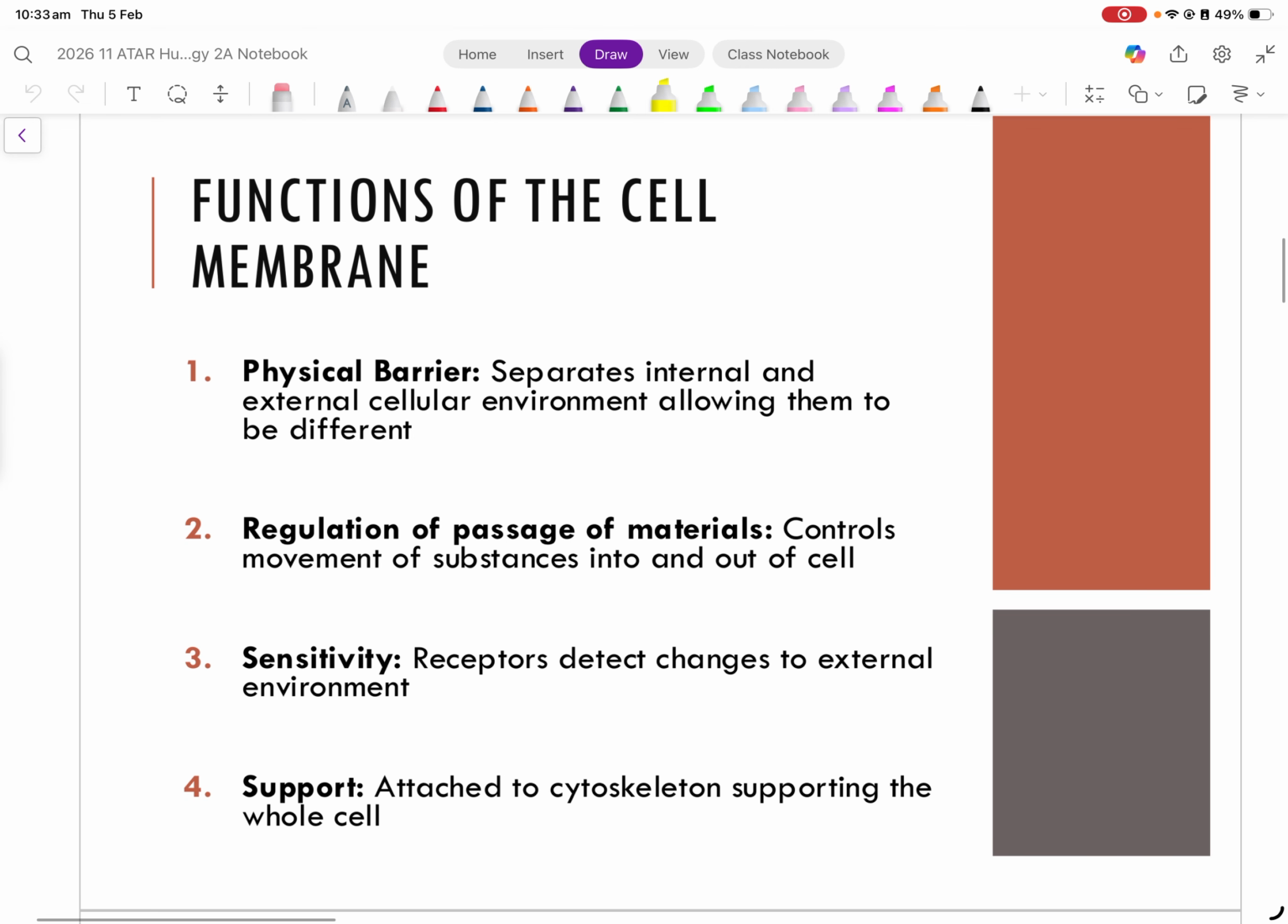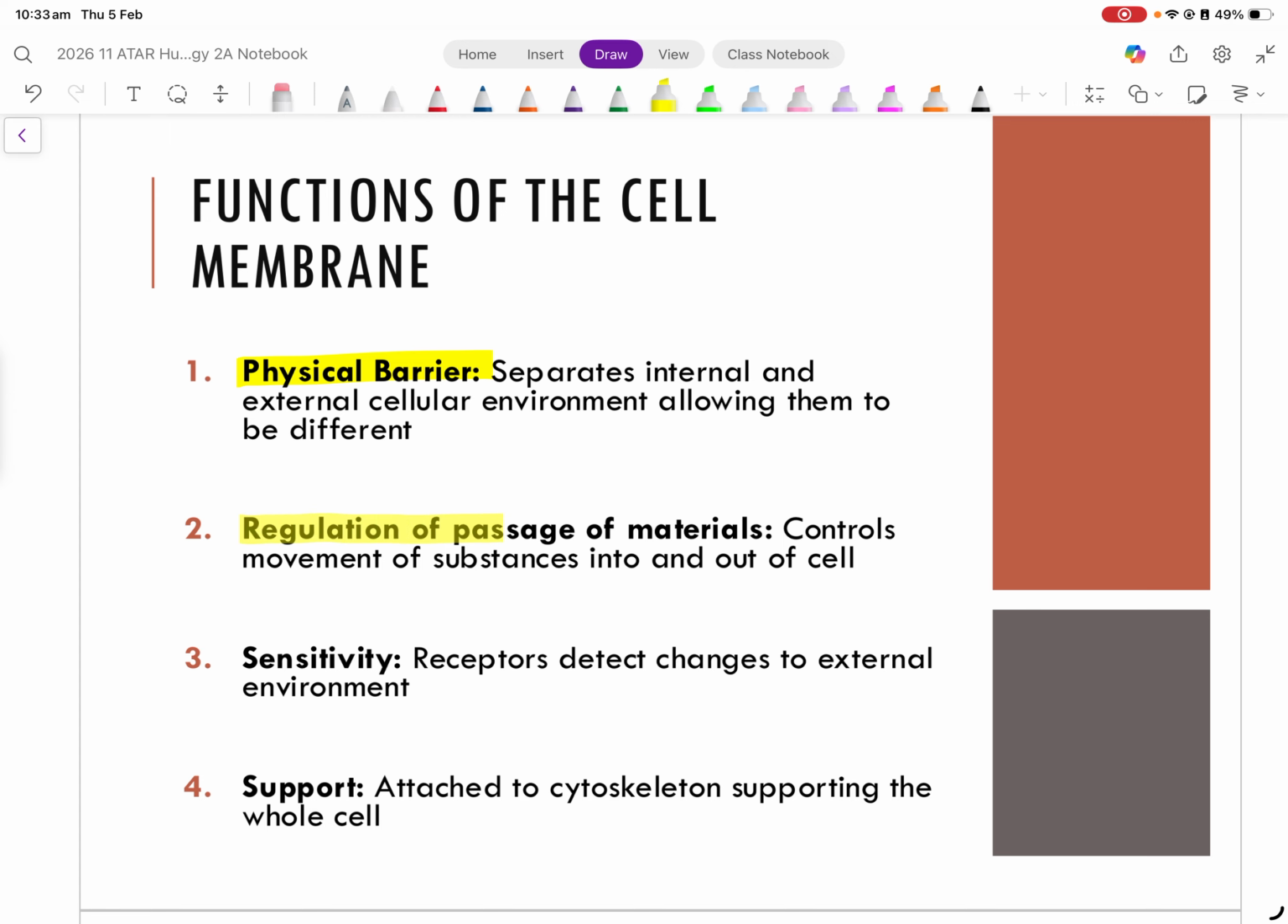So before we can talk about the structure, we need to talk very loosely about the function of the cell membrane. There are four main ones, and they're definitely worth knowing. So our first major function is that the cell membrane, similar to your skin in a way, is a physical barrier. Okay, it's what separates the inside of the cell from the outside of the cell, and it's what allows the cell's internals to be different from its surrounding environment.